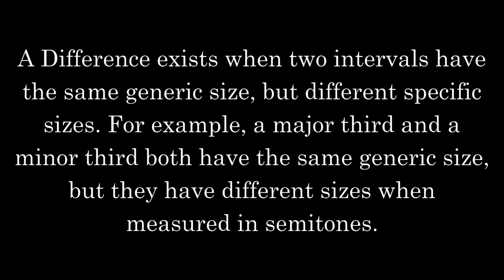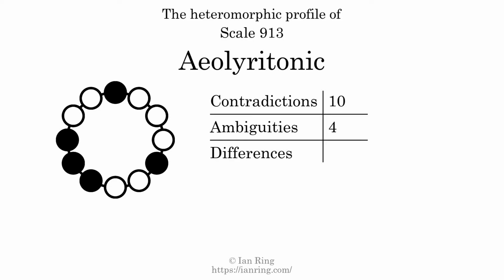A difference exists when 2 intervals have the same generic size, but different specific sizes. For example, a major third and a minor third both have the same generic size, but they have different sizes when measured in semitones. The number of differences in this scale is 32.